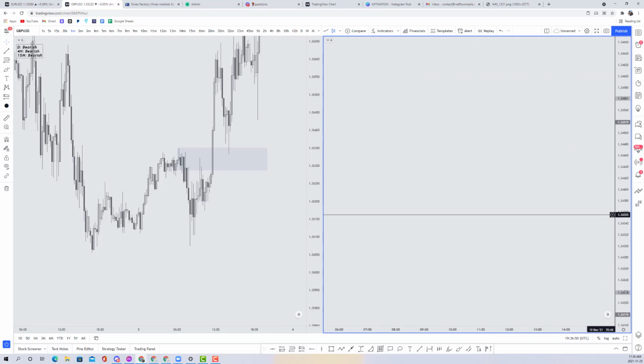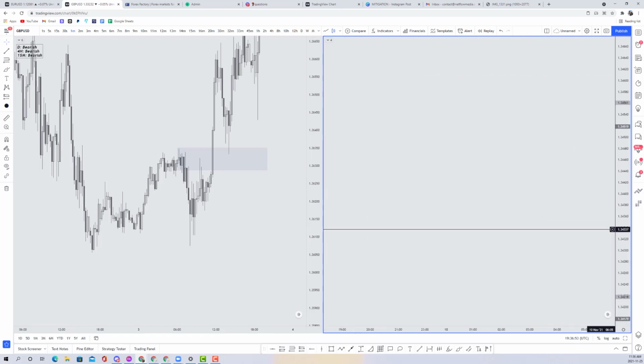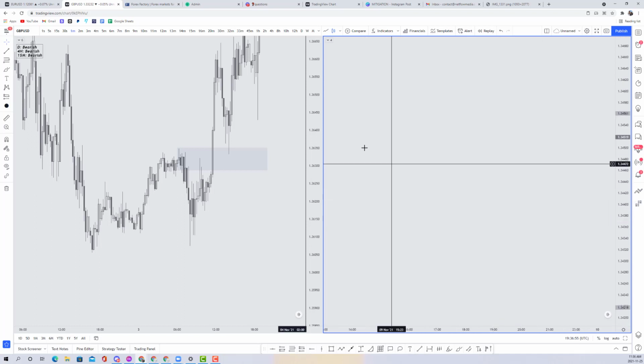Now, I don't know if my internet is being slow or if my computer is being laggy, but something's slowing us down here.